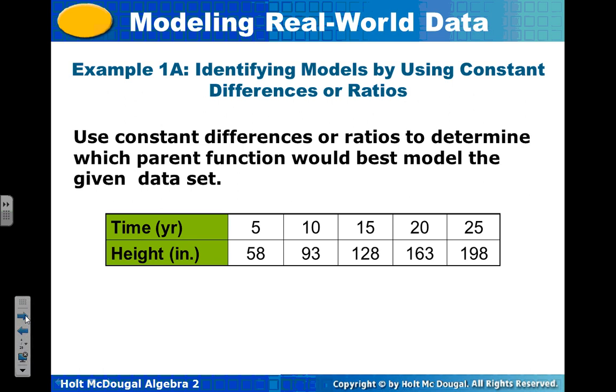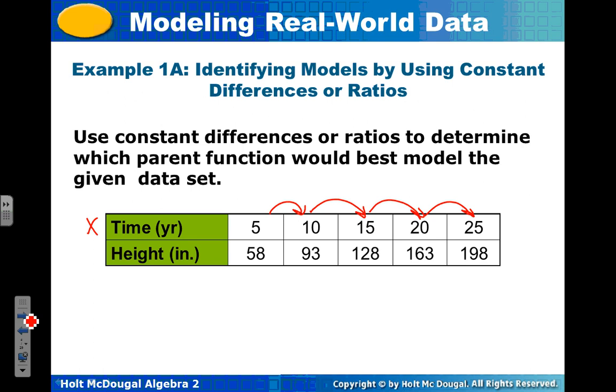So let's look at this first example, example 1a right here. It says identifying models by using constant differences or ratios. So the first thing you want to find out is, are there any values that go up the same or are evenly spaced? And those values, in this case, are the x's. From 5 to 10, you go up 5. From 10 to 15, you go up 5. 15 to 20, you go up 5. 20 to 25, you go up 5.